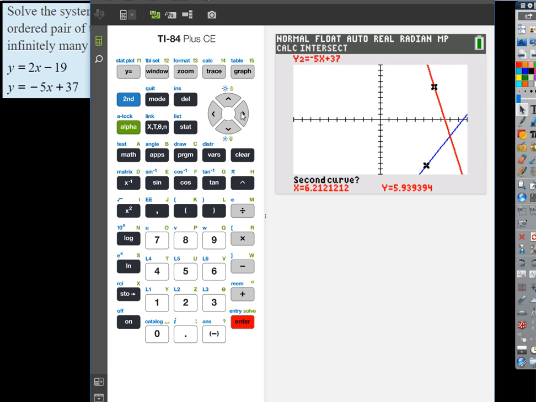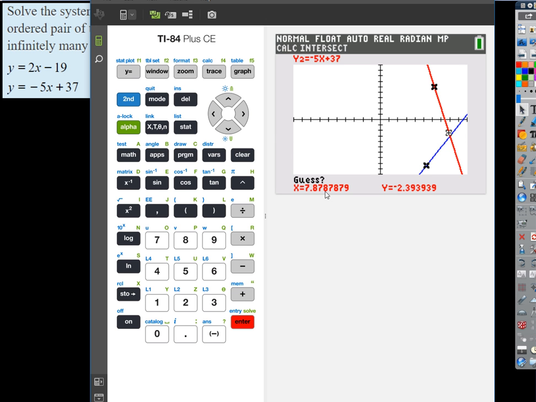When it asks for a guess, it wants me to put the cursor close to the actual intersection before I hit enter. For lines, it makes no difference. There's only one intersection, if there are any, right? Or there's infinite, in which case it's obvious. And so I don't even need to move the thing. I can just automatically hit enter. And it thinks about it for a second, and it gives me the intersection.